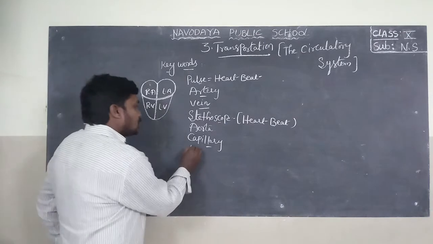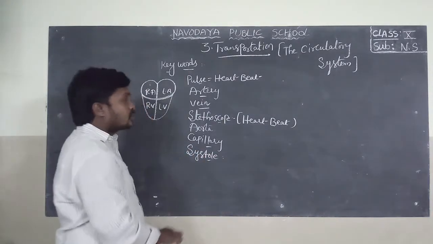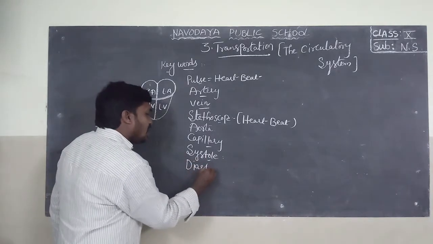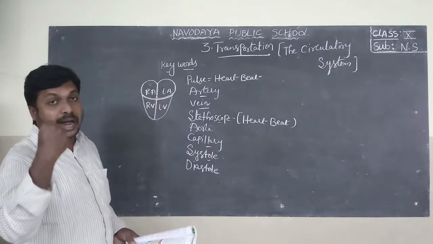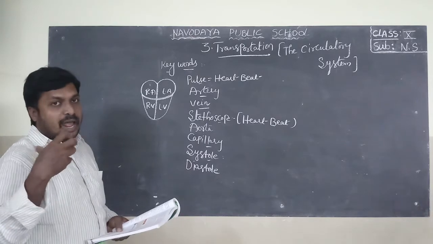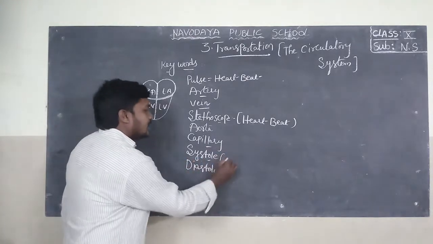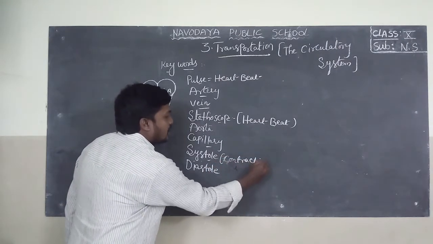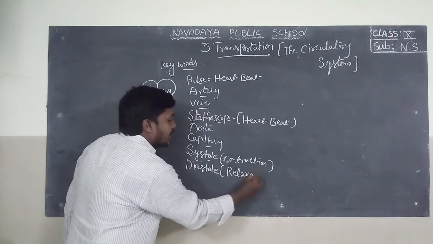Next, systole. What is meant by systole? The contraction phase of the heart is called systole and the relaxation phase of the heart is called diastole. When the heart contracts, coming together, it is known as systole; when it relaxes, going far away, that is called diastole.